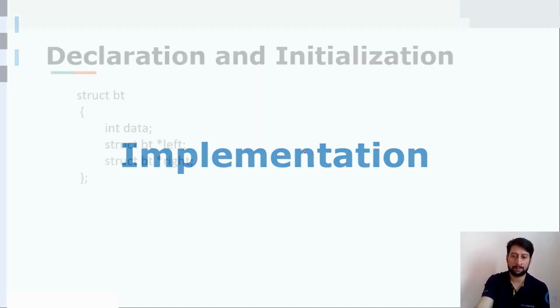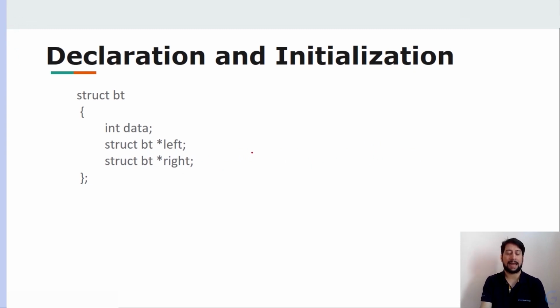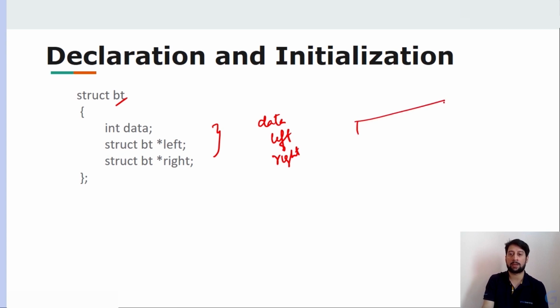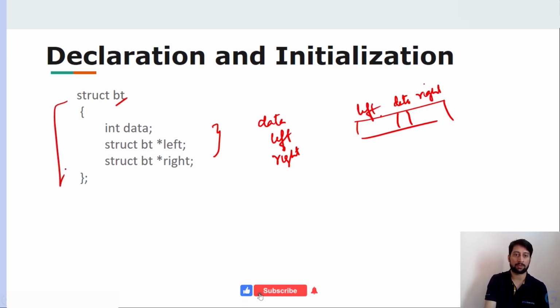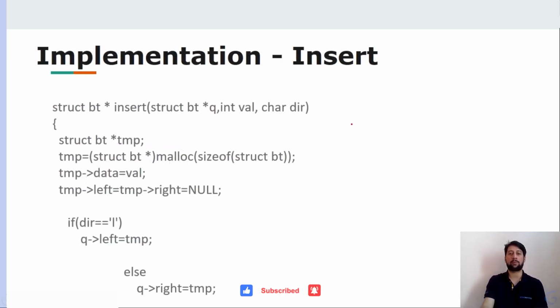Now let's talk about the implementation of a binary tree. First, let's talk about the declaration and initialization of a binary tree. We have a structure here, and in that structure we have three data members. One is the data part, another is a self-referencing pointer, that is left, and similarly the right. So our structure will look something like this. This will be our data part, this will be our left, and this will be our right. So this is the structure.